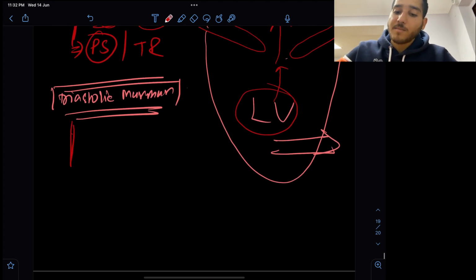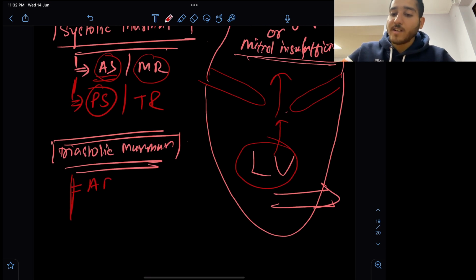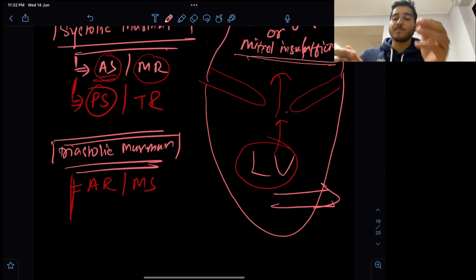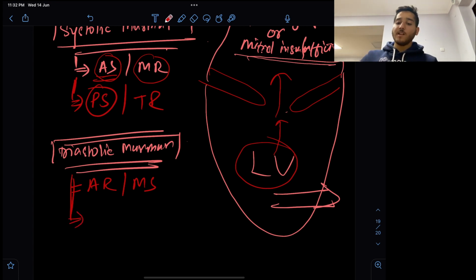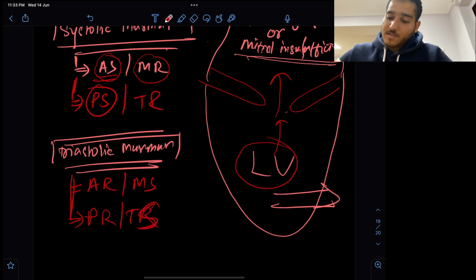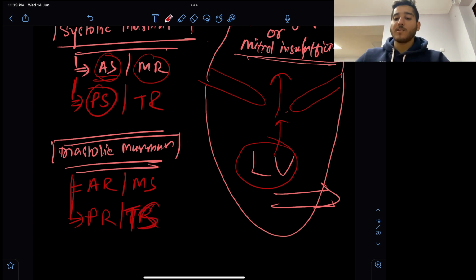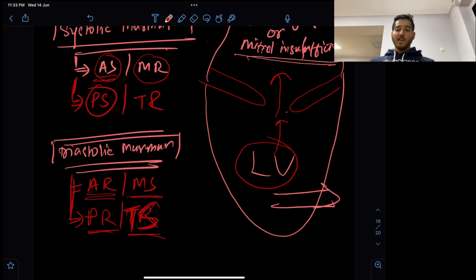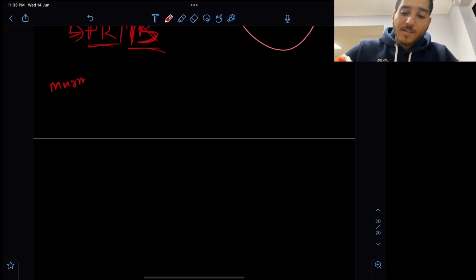Similarly, diastolic murmur will be seen in aortic regurgitation and mitral stenosis, so exactly opposite to them. Pulmonary regurgitation and tricuspid stenosis. So diastolic murmur will be present in aortic regurgitation, mitral stenosis, pulmonary regurgitation, and tricuspid stenosis. So for clearing any question of murmur, we should be knowing two things.